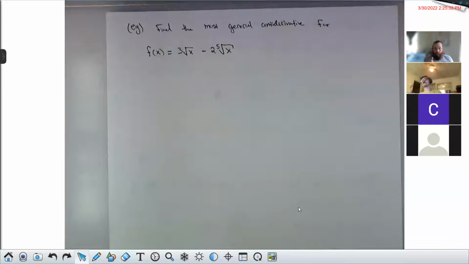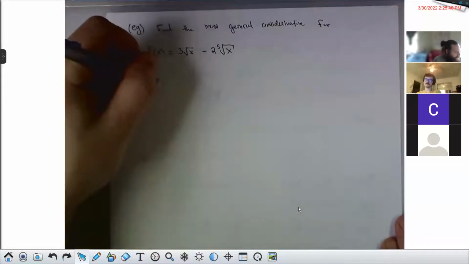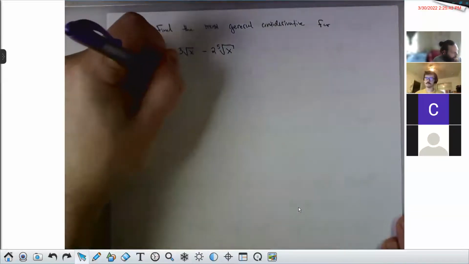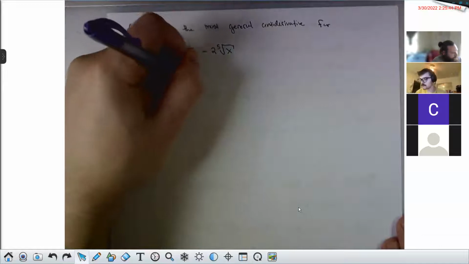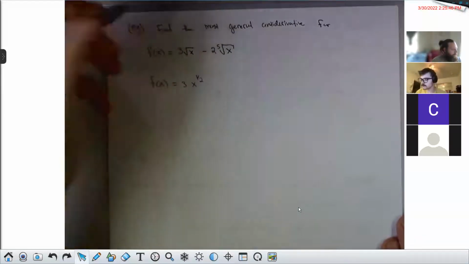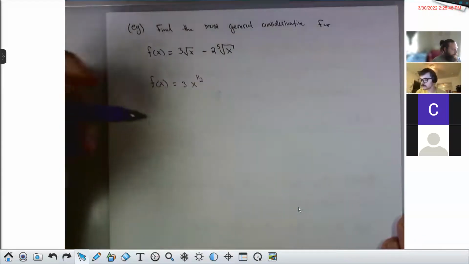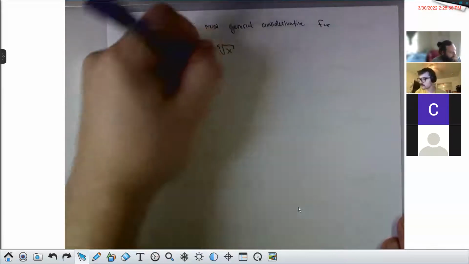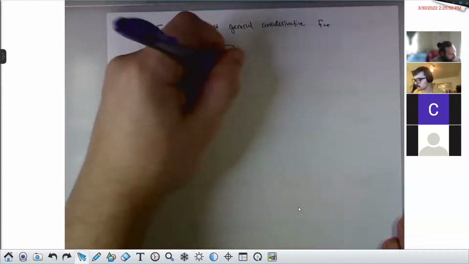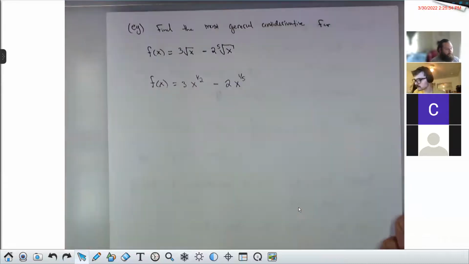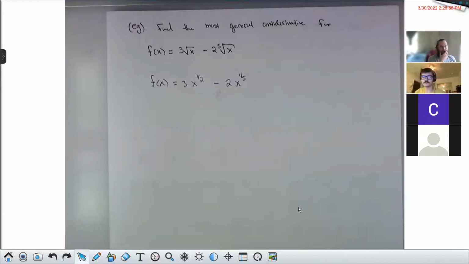The trick: use the power rule, use linearity. I can write little f as 3 times x to the 1/2. This is 3 times the square root of x, minus 2 times x to the 1/5. That's the 5th root of x, x to the 1/5.